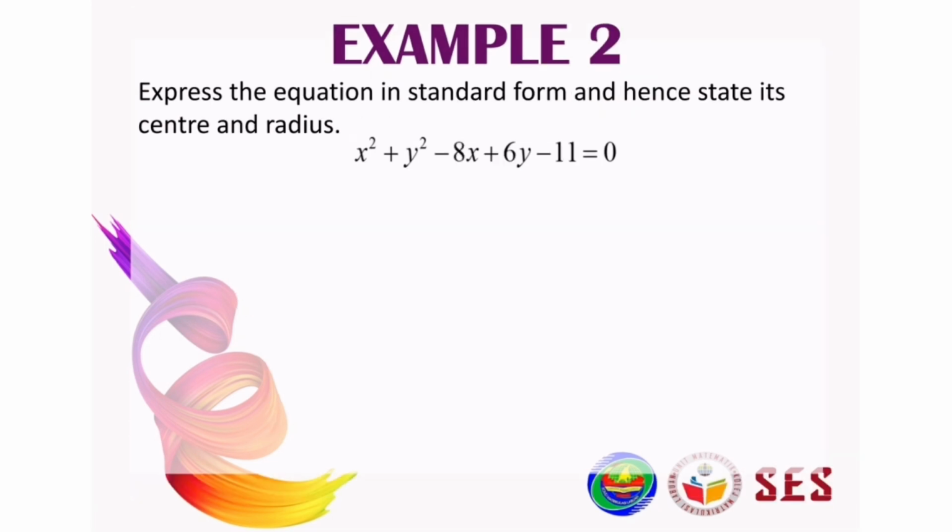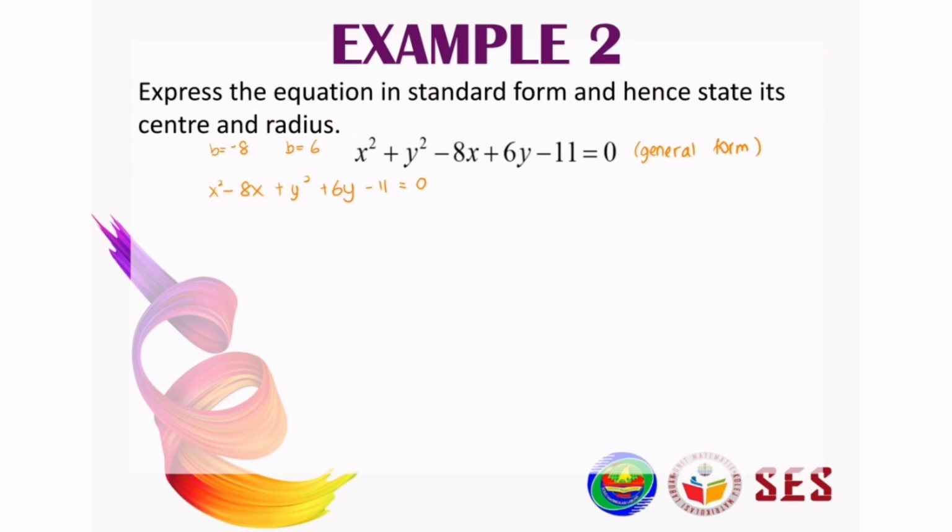Let us proceed to example 2, and the question is the same. We need to express this general form into its standard form so that we can find the center and radius. Using the same method, we first group together all the x terms, so we have x squared minus 8x, and all the y terms, y squared plus 6y, and minus 11 at the end. Take note that the value of b for x is negative 8, and for y it is 6.